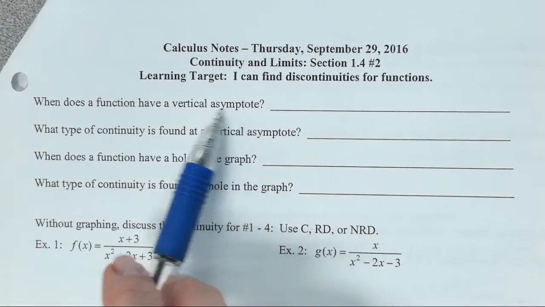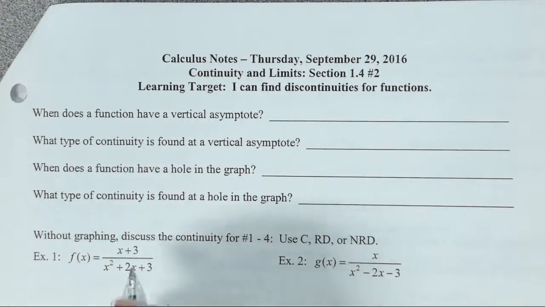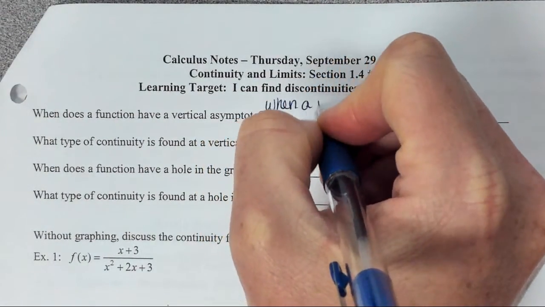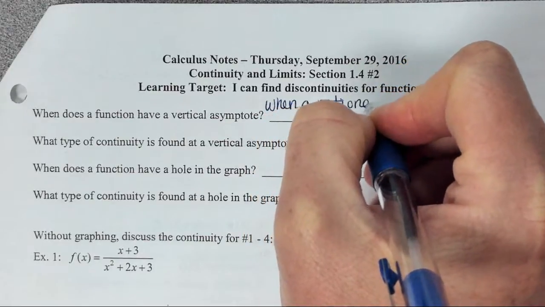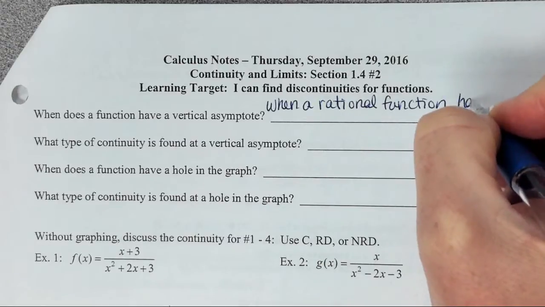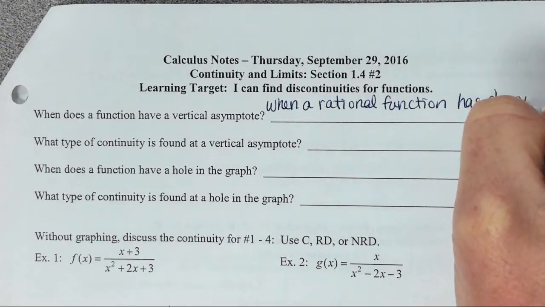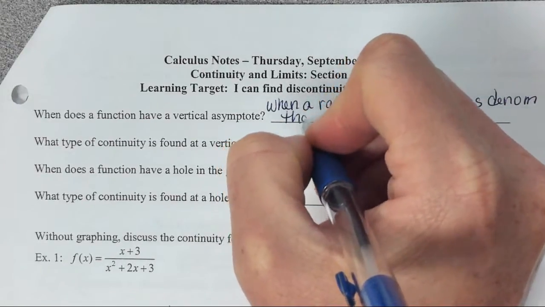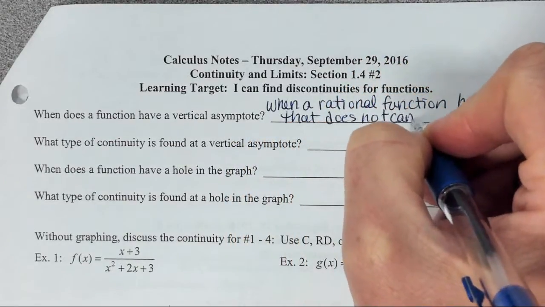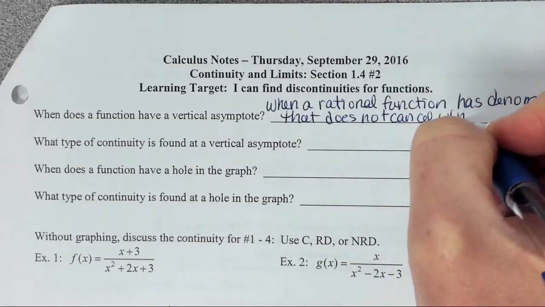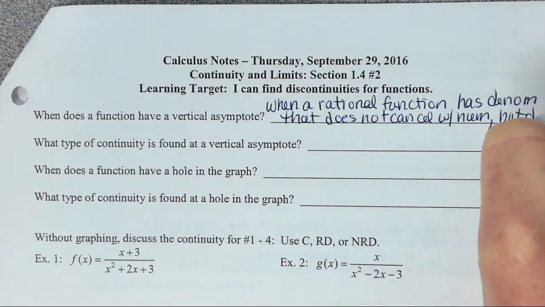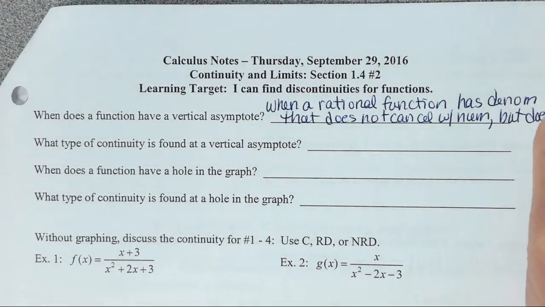Well, if you recall from our warm-up problem, that's always going to occur when a rational function has a denominator that does not cancel with a numerator but does equal 0 for some x.